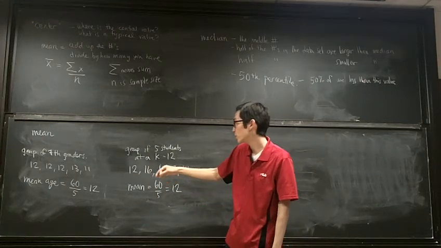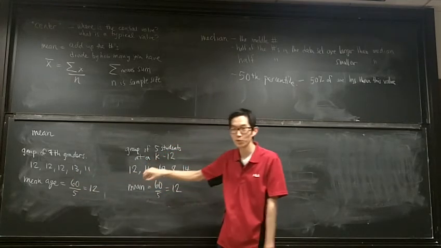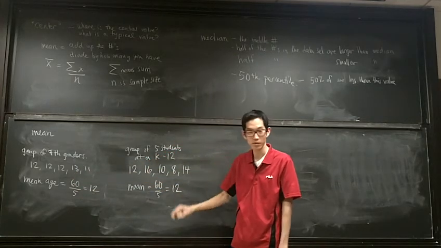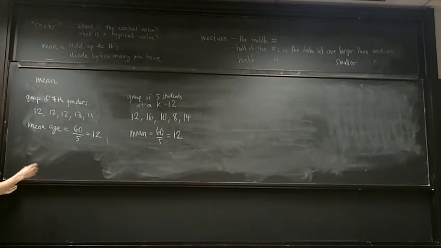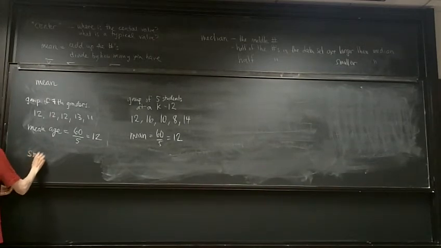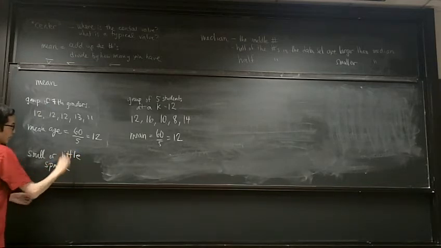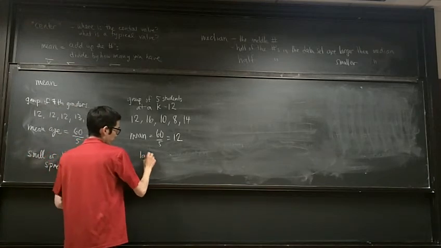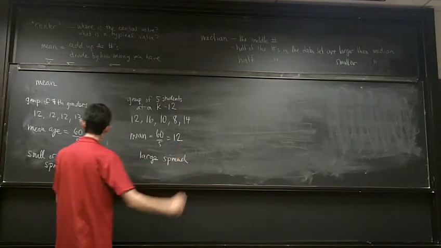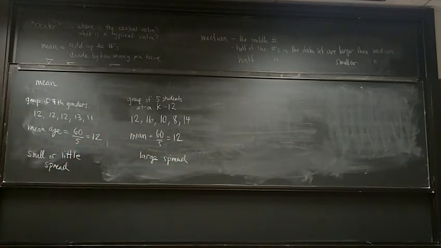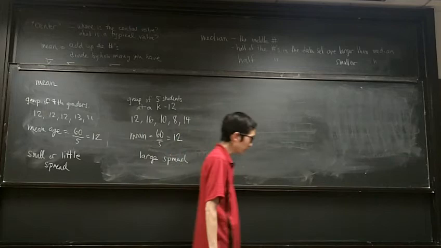And what we would see is that numbers that describe spread would say this group has small spread and this group has a larger spread. So we also need to talk about spread, and over here we would see small or little spread, and over here we would see large spread. That's the meaning.